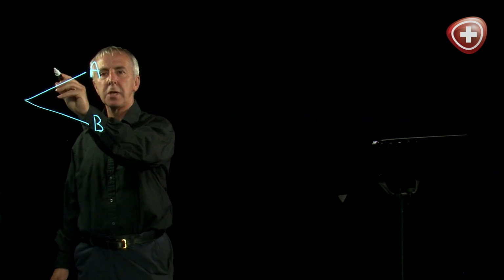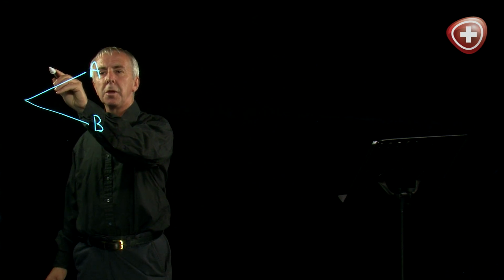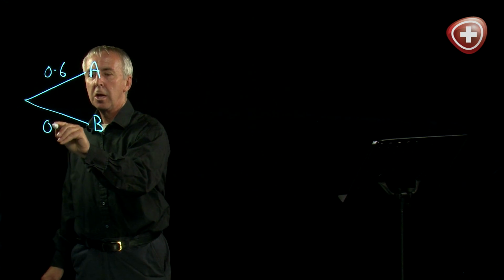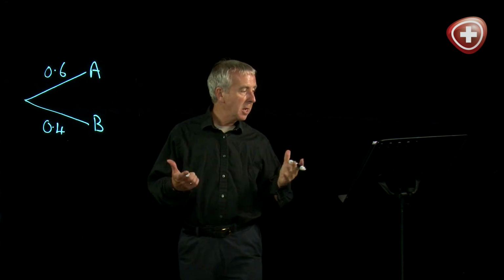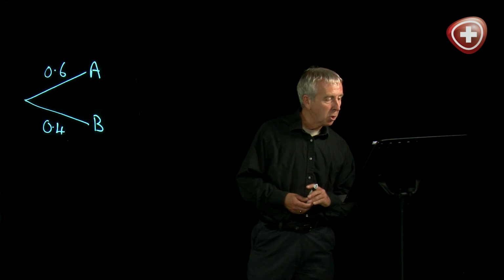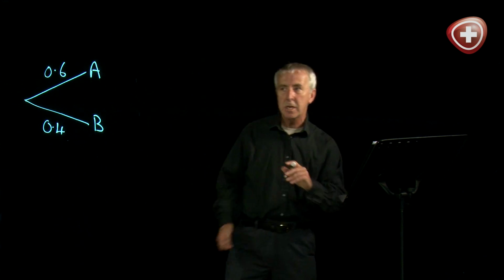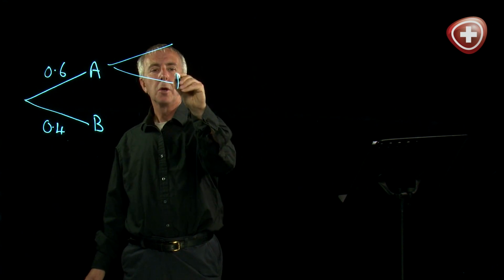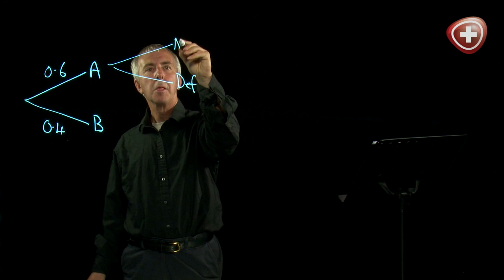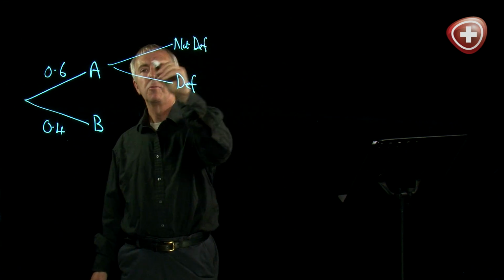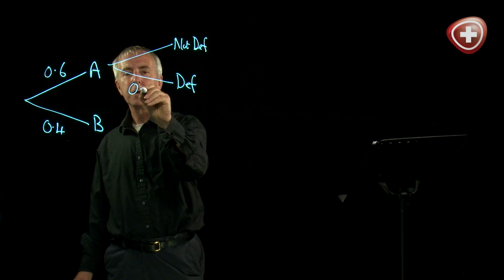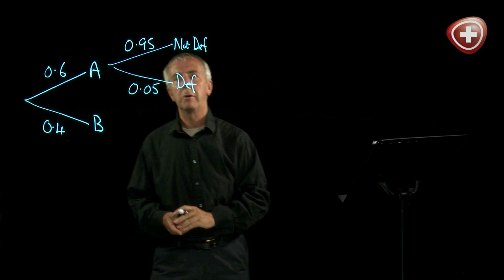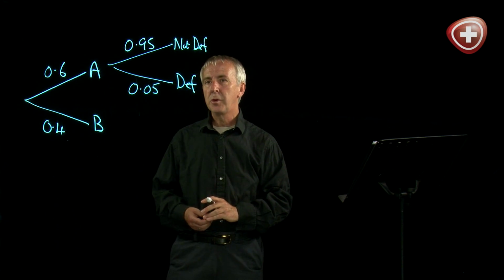A produces 60% of the items, so the probability that a particular item comes from machine A is 0.6, and this is 0.4. And then let's suppose, for example, that A produces 95% good items. Let's put it like this. You can either have a defective item or a not defective item from A, and the chance of a defective item is 5%, and the chance that the items it produces are okay is 95%.